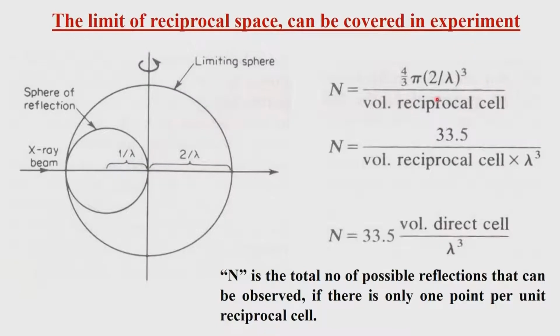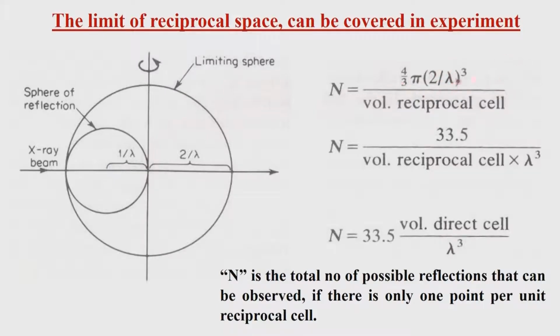So, the volume of the limiting sphere is 4/3 pi r cubed by definition. Any sphere, the volume of the sphere is 4/3 pi r cubed. In this particular case, the value of r is 2 by lambda, and therefore 4/3 pi r cubed will be this quantity, divided by the volume of the reciprocal lattice. The value of 4/3 pi and this quantity is fixed.